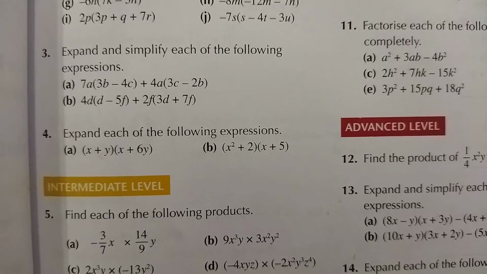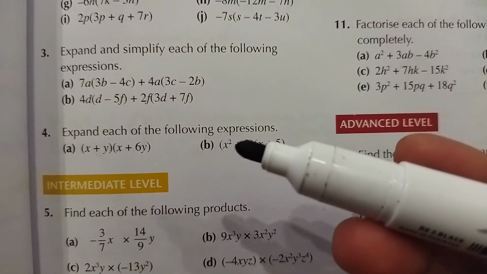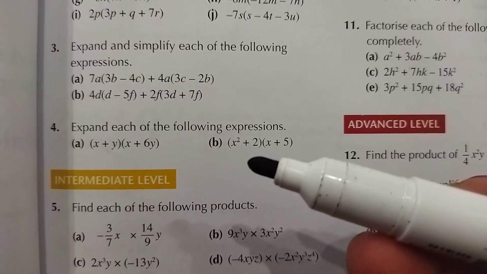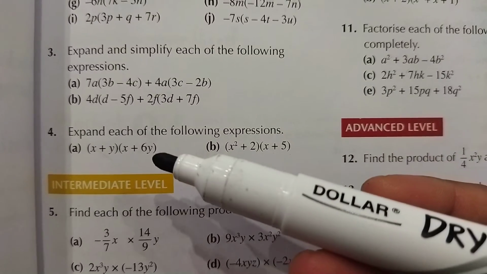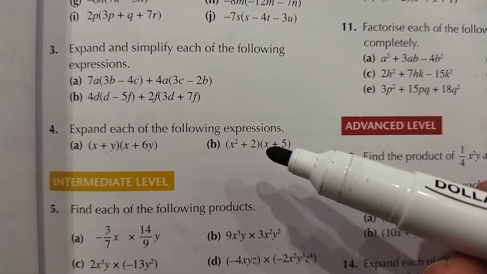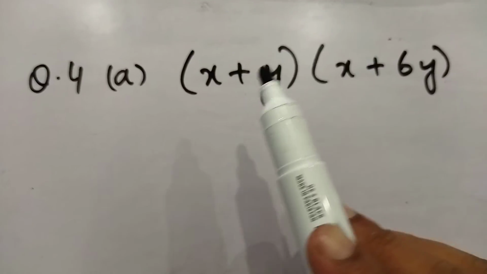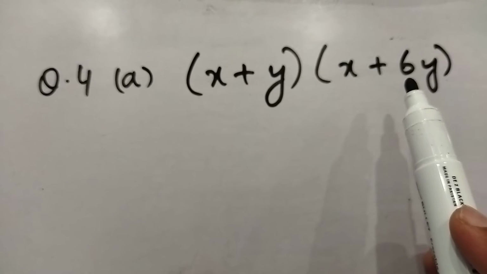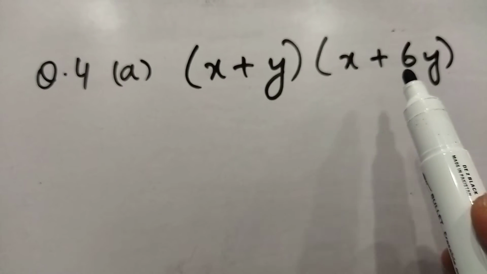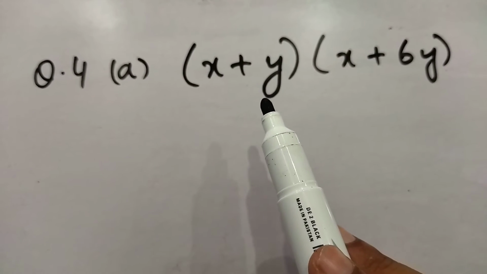Now we'll move towards question number 4. That is the last question of basic level. Here we have again two questions and we have two brackets in each of the questions. Let's see how to deal with them. So students, when we have such an expression where we have two brackets and in each bracket we have more than a term, right?